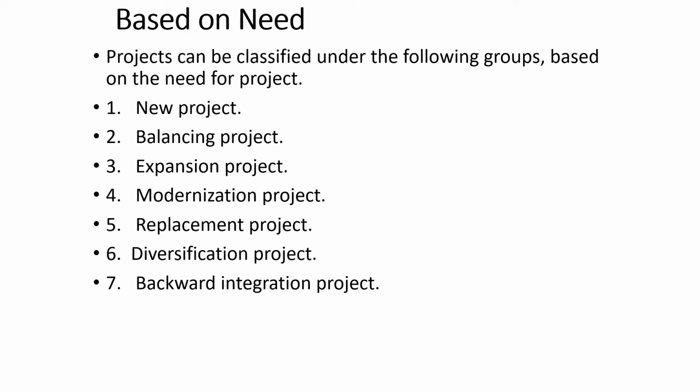So whenever any company is trying to go backward in the direction from finished goods to raw material side, then the projects are called backward integration. And if the company is going forward in the direction, then it is called forward integration. So raw material to finished good is forward integration. Finished good to raw material is backward integration.